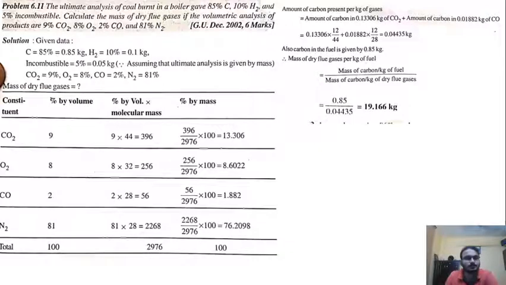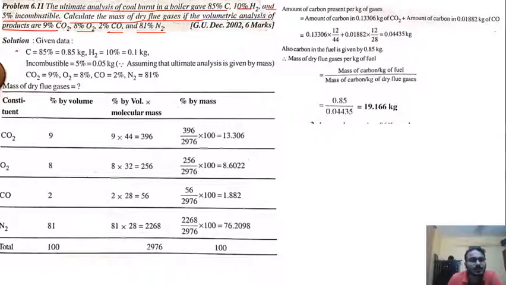The next question is, the ultimate analysis of coal burnt in a boiler gave 85% of carbon, 10% of hydrogen, and 5% of incombustible. Now we need to calculate the mass of dry flue gases if the volumetric analysis of products is 9% CO2, 8% O2, 2% CO, and 81% nitrogen.